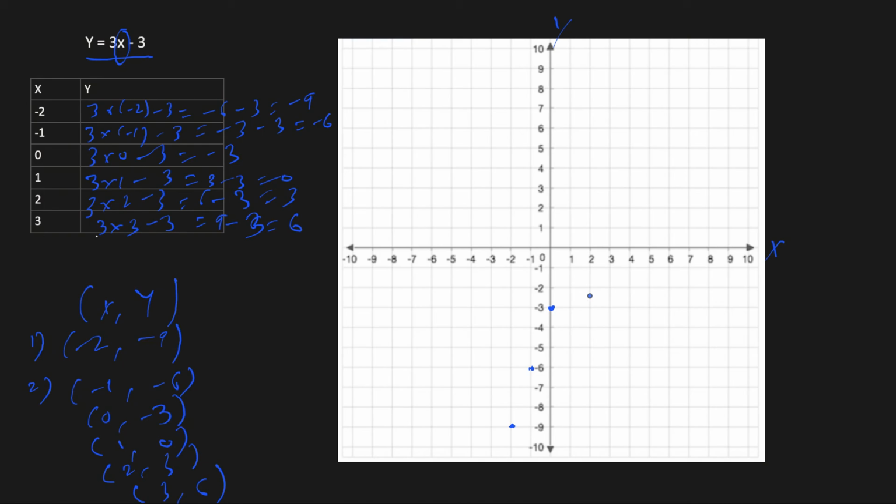Next we have 1 comma 0. So x is 1 and y is 0. This is our point 4. Then we have 2 comma 3. So x is 2 and y is 3. And then we have 3 comma 6. And now let's draw a line that passes through each of these points.